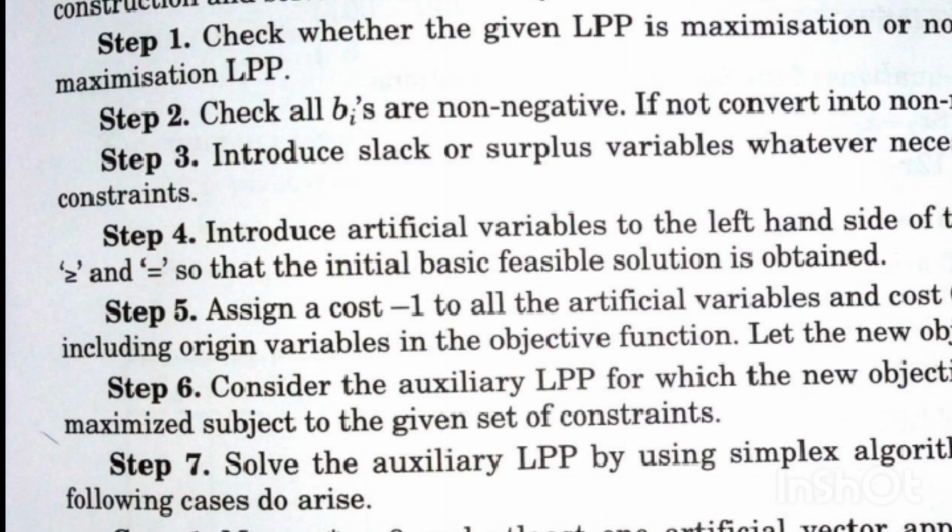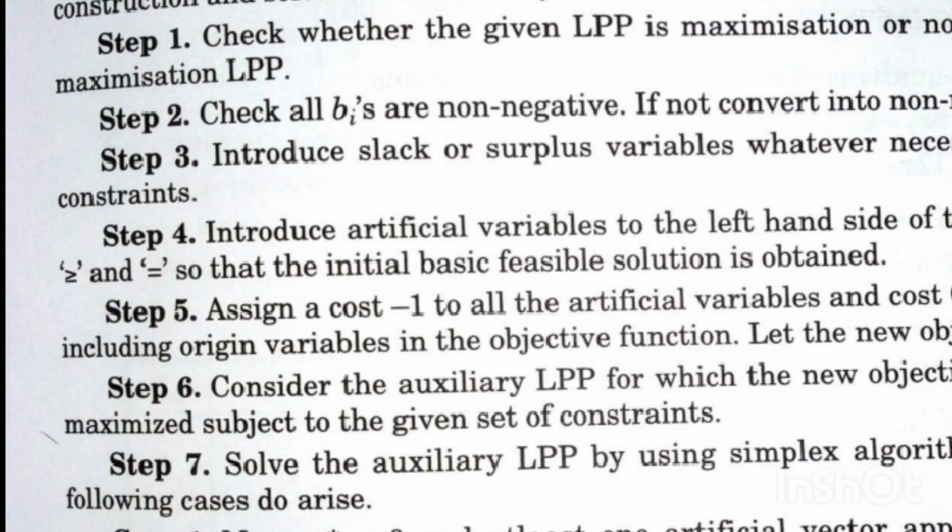Then put all the data into the initial simplex table and solve it by the simplex procedure, taking the artificial variable cost as -1 and all remaining values of the given data as zeros, until the given function is optimized. Then you should go to phase number 2, otherwise it will be terminated there itself.